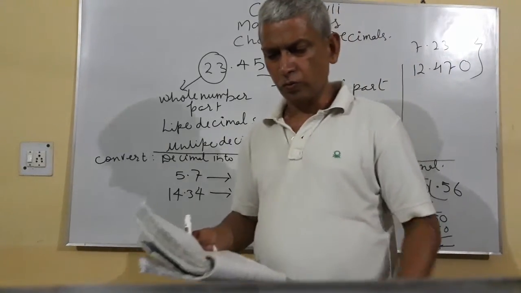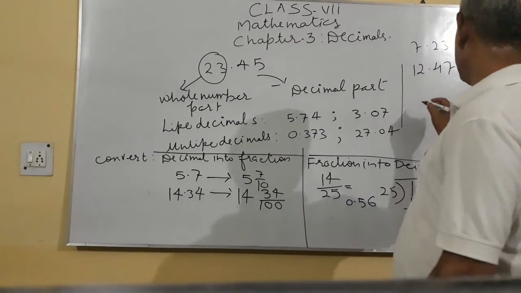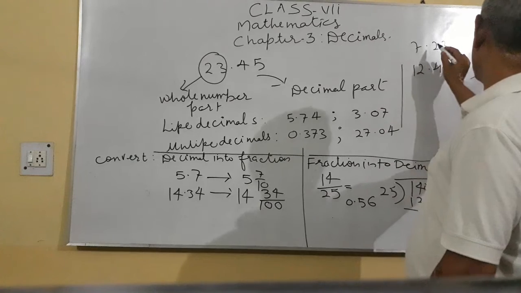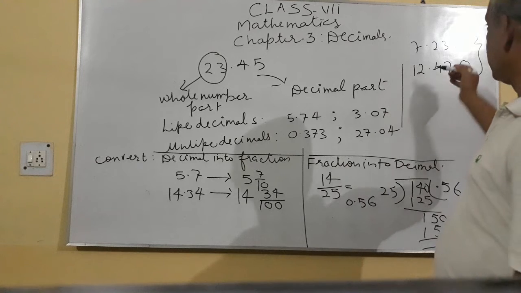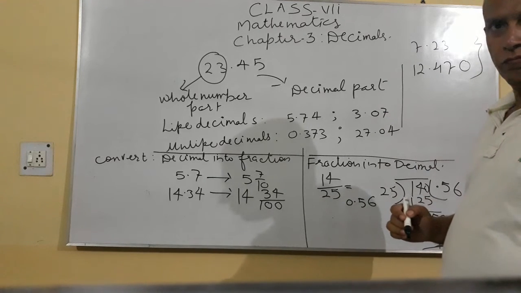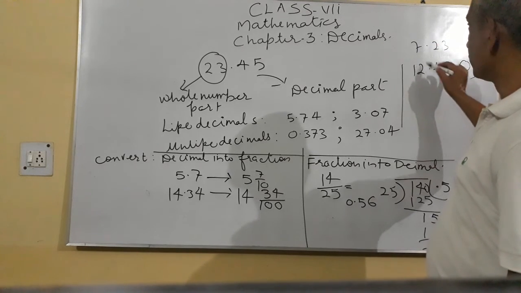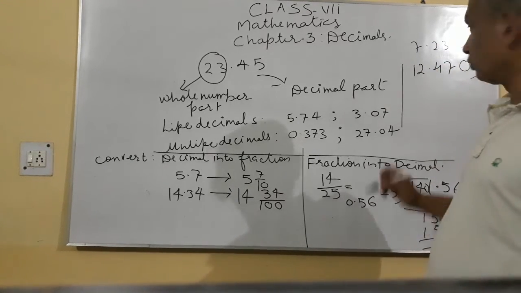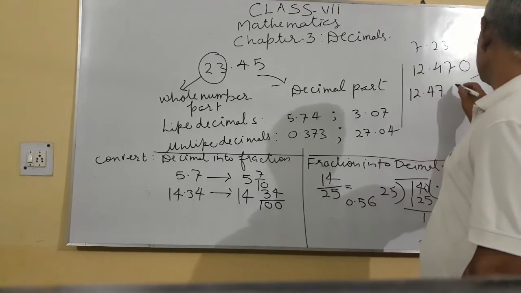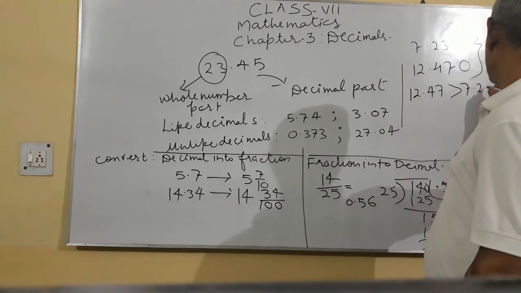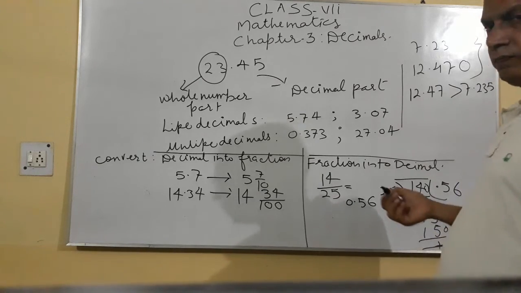Comparing numbers, as I told you. Suppose you have to compare 7.235 and 12.470. As we have already converted them into like decimals, it is quite easy. Now you just see the whole number part. It is 7 and it is 12. So this number is bigger. So 12.47 is bigger than 7.235. This is the way of comparing numbers.